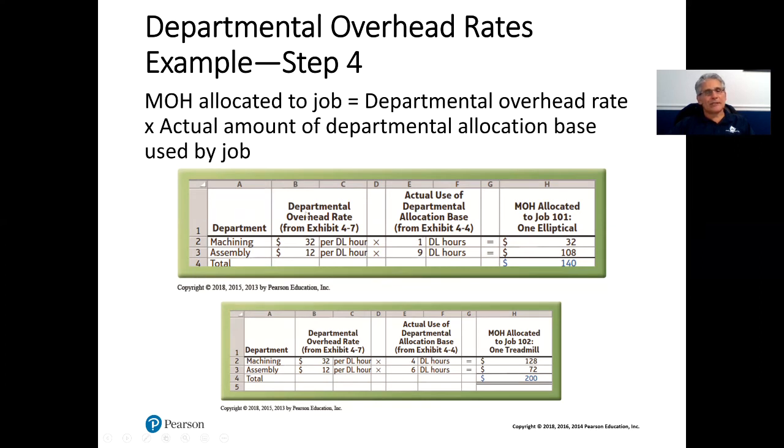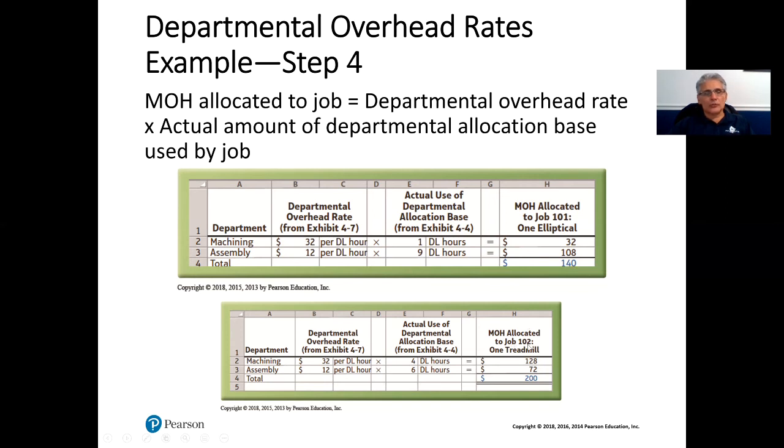Now, assembly, we figured out that $12 per direct labor hour. We figured out that that takes 9 direct labor hours, and therefore 12 times 9 is 108. So the total MOH allocated to job 101 was $140.